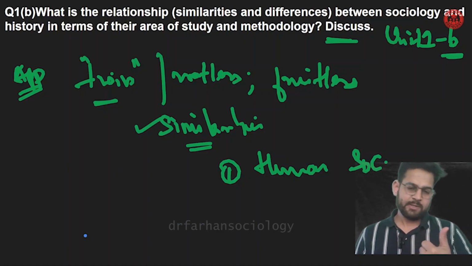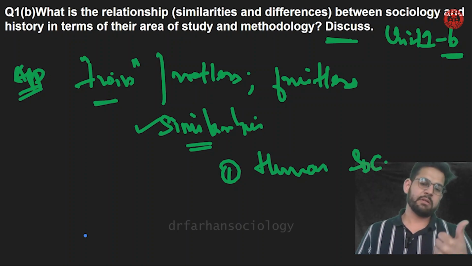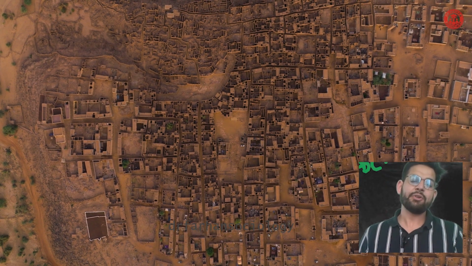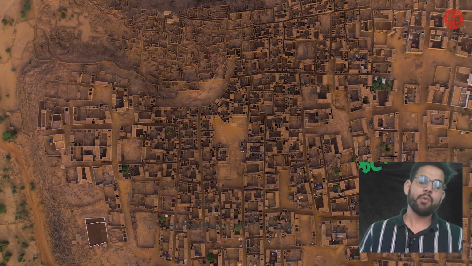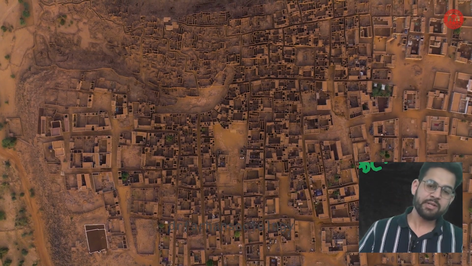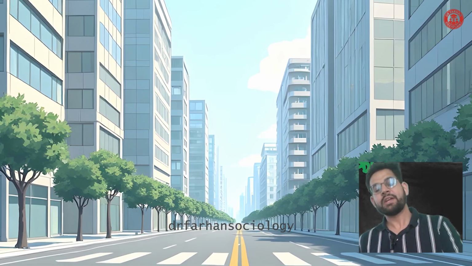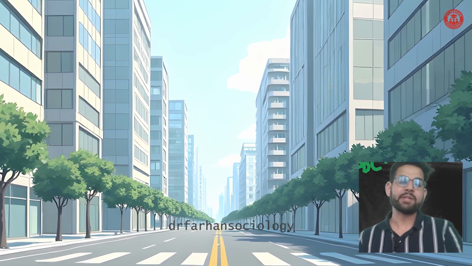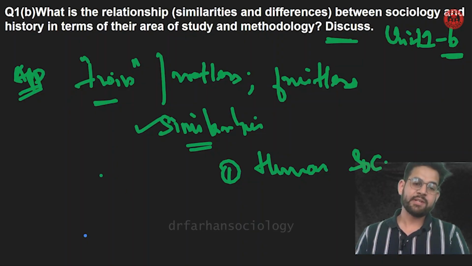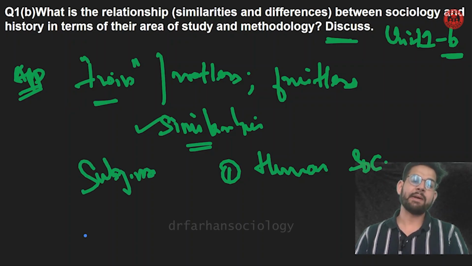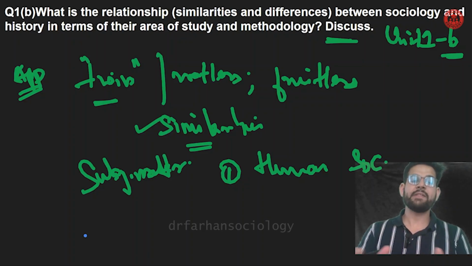If you look at the study of history, they are trying to look at how human societies were shaped in a particular environment. Today we are trying to see how sociology is looking at these societies in a contemporary view. So both of these subjects are going to have a common subject matter. This is one important commonality that we are trying to look at.